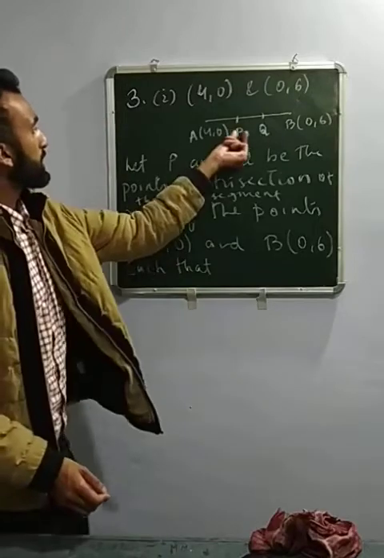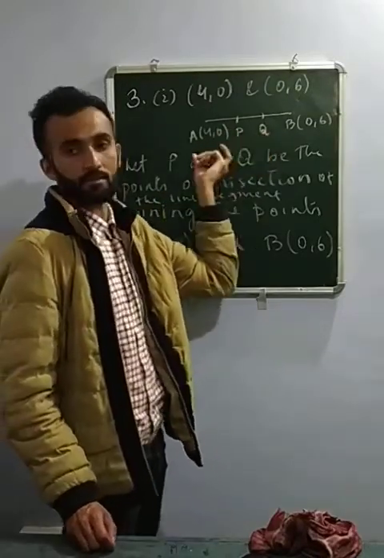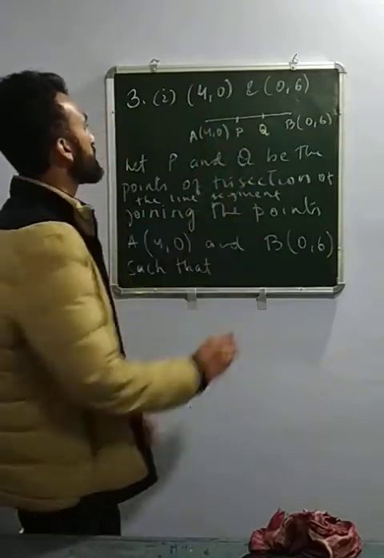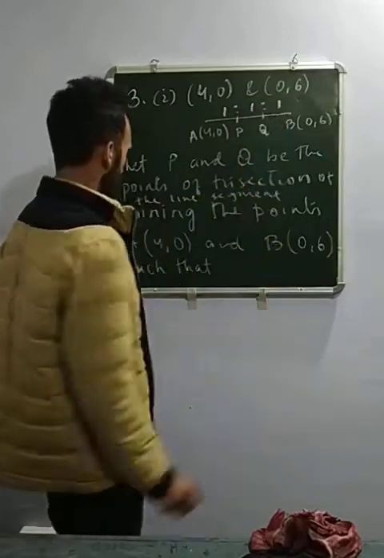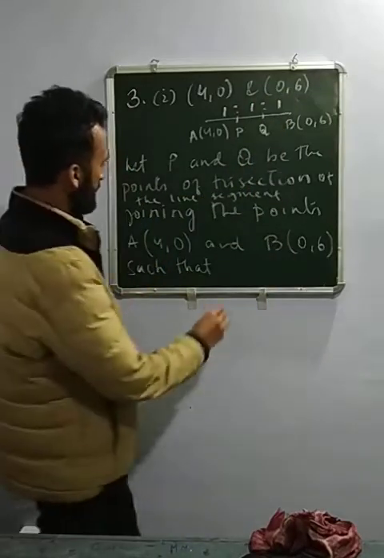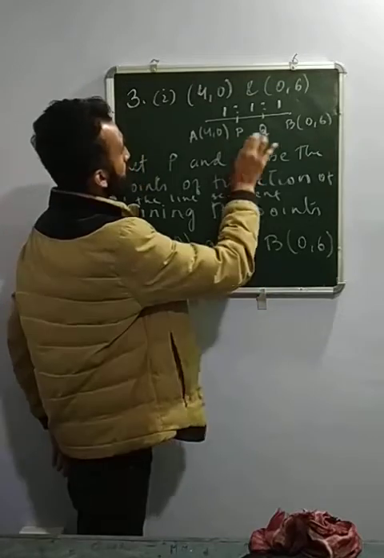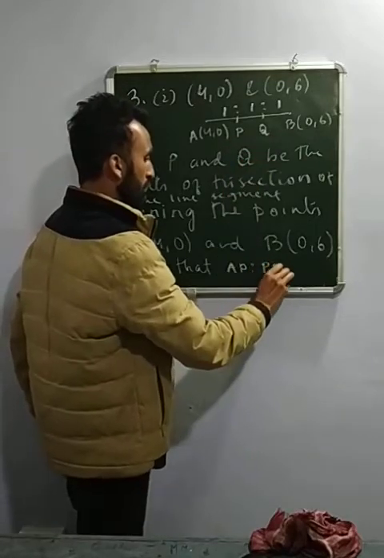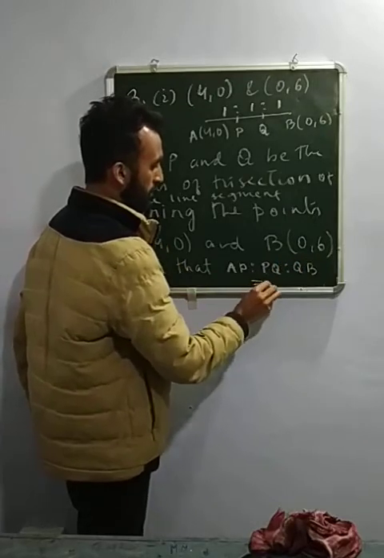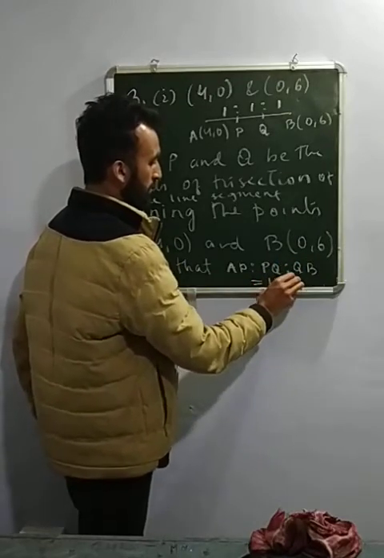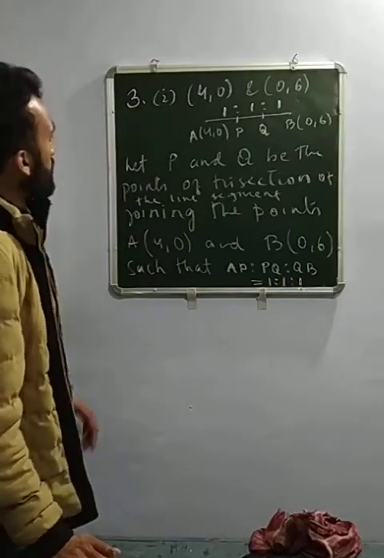Now P and Q are the points of trisection. Trisection means three equal parts. Means ratio will be same. This one will be 1:1:1. That's what I'm going to write here. Such that AP, PQ, QB is 1:1:1. Okay? Carefully you note it down.